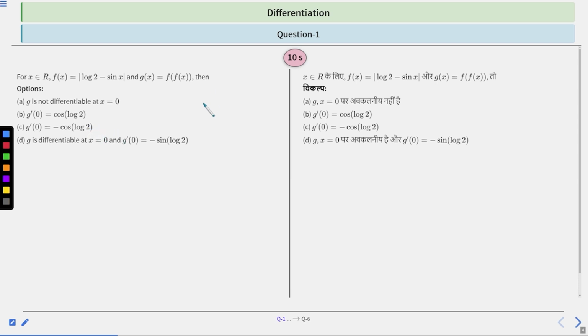The hint of this question is: first f(x) is given, we will find g(x) as f of f(x), right? Clear? And we will break f(x) in a piecewise function because it is mod of log 2 minus sin x. After that, we will find g(x), that is f of f(x), for different intervals. And after that, we can tell the property about g and g dash. Clear? Okay, you have 10 seconds to solve this question. After 10 seconds, we will discuss the solution.